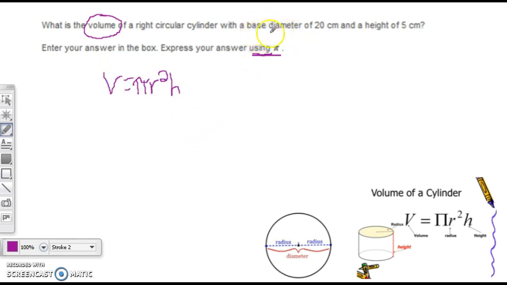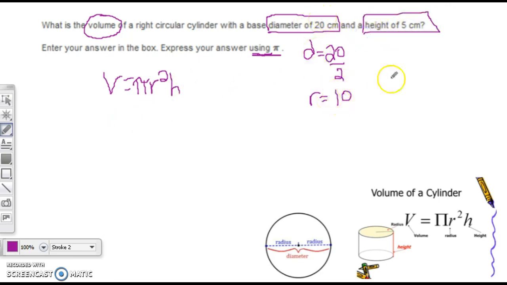This time it tells us the base diameter is 20. Well, y'all, there's nowhere to plug in a diameter. There's only a spot to plug in a radius and a height. So we need to change that diameter to a radius. If all the way across is 20, halfway across would be 10. You can divide that by 2 to figure out that the radius is 10. And then the height is 5.